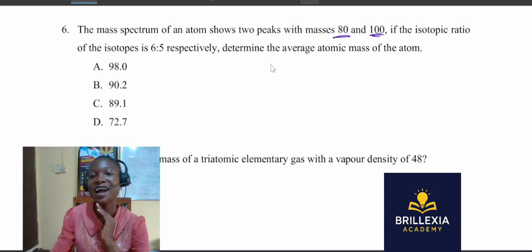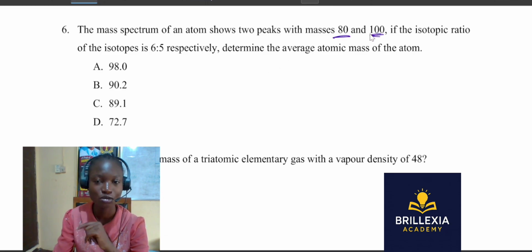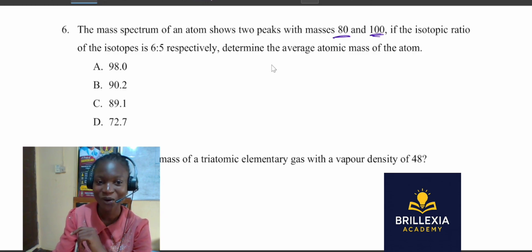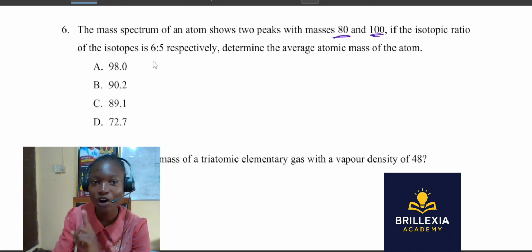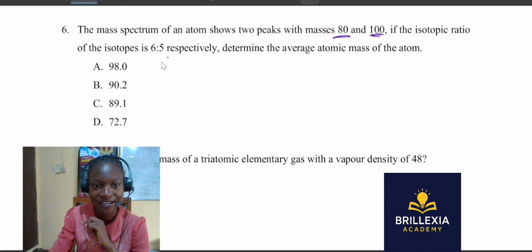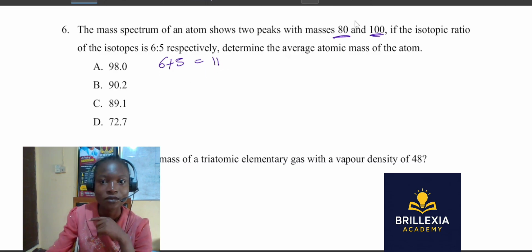So for you to get the average atomic mass, that means you are going to add this and this together using their ratio. Now that takes you back to your mathematics, of course. You have a ratio of 6 and 5. So first add your ratio, that is 6 plus 5, giving us 11. So this is the ratio that they use, 11. They said respectively. So that means 80 owns the 6, while 100 owns the 5, right?